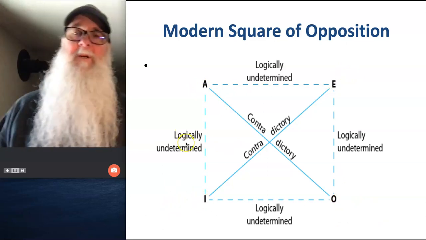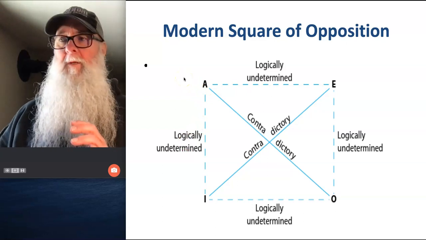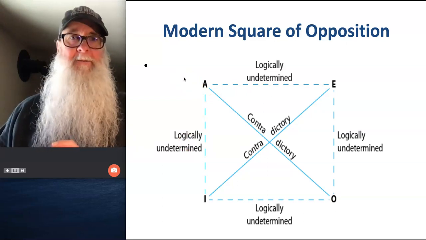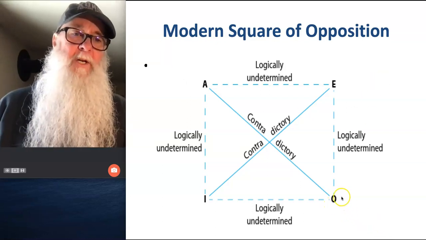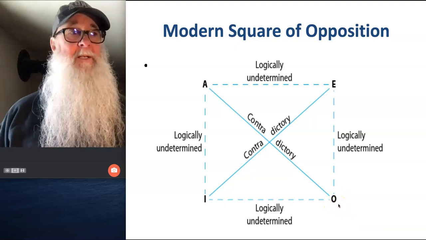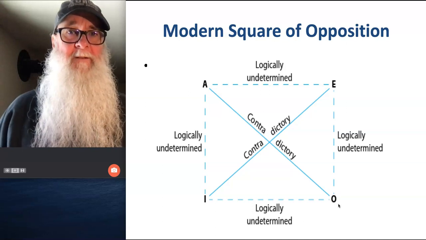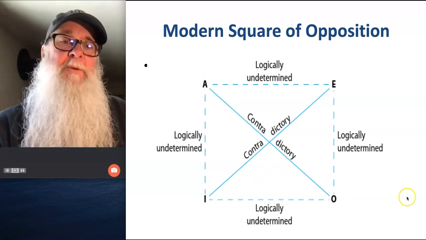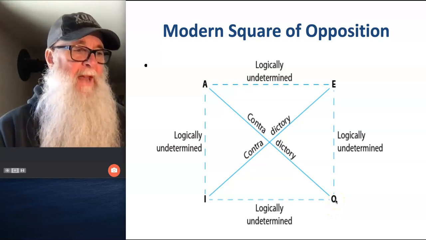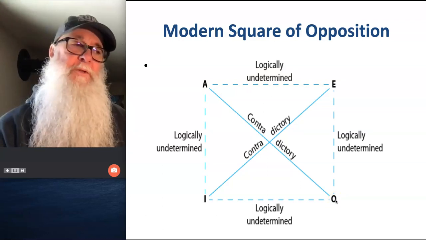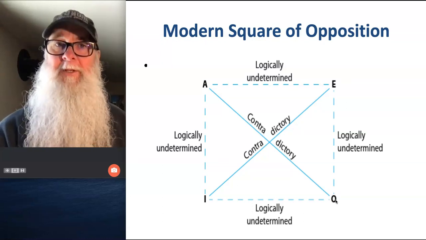What this modern square of opposition is revealing to us is that when you have an A statement with a known truth value, you know the truth value of the corresponding O statement. When I say corresponding, I mean a statement with the exact same subject and predicate terms, letter for letter. When you have A and O statements with the exact same subject and predicate terms, they have to have opposite truth values. So if you know that one of them is true, you know the other one is false. If you know that one of them is false, you know the other one is true.